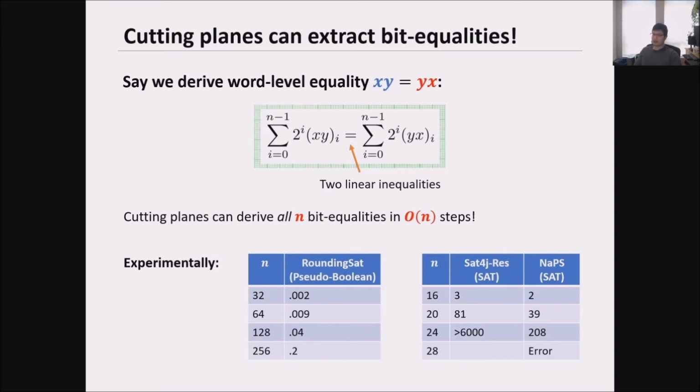All right, so great. Cutting planes, in contrast to polynomial calculus, can actually go from word level equalities to bit level equalities, and furthermore, we can do it very efficiently. So the natural question is, is it also possible to efficiently derive the word level equalities as well? How do the proof sizes scale in cutting planes?